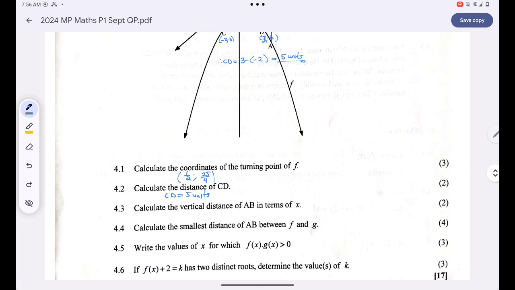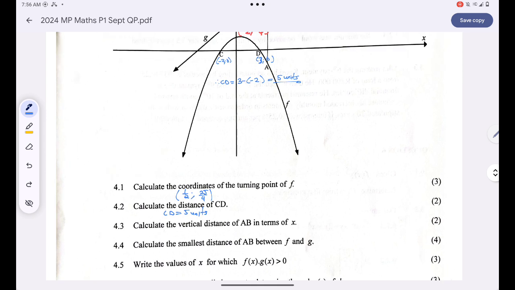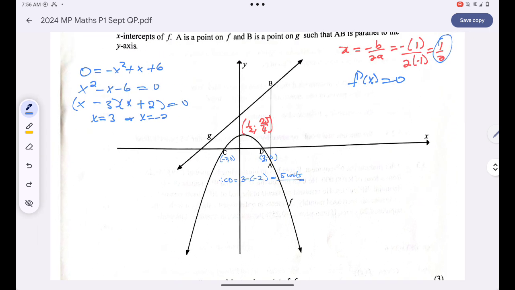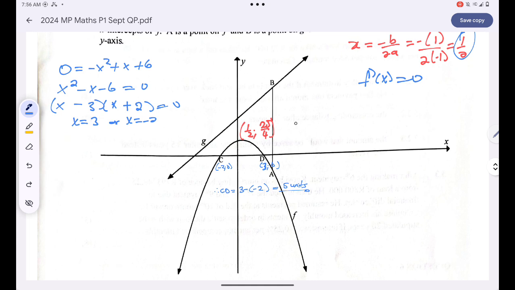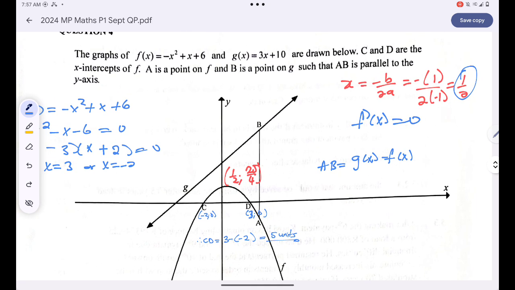Okay, now they want us to find the vertical distance of AB in terms of x. For us to find the vertical distance, guys, it's always the top graph minus the bottom graph. So basically, AB is equal to the top graph, which is the straight line graph, that's g of x, minus f of x, because g is always above f of x, né? Okay, and then g of x was given to us as 3x plus 10, and then f of x is negative x squared plus x plus 6.